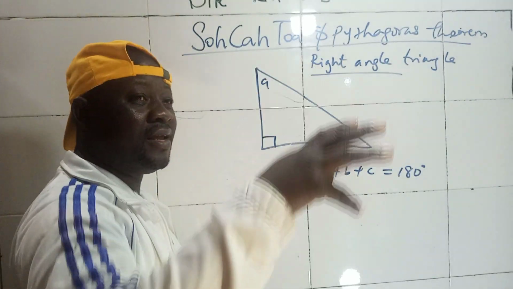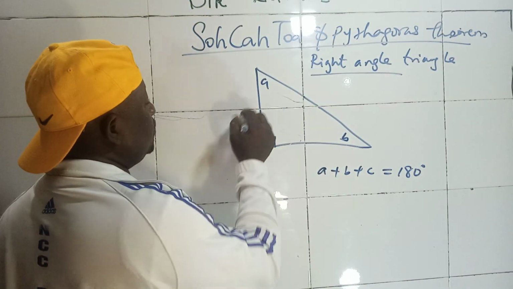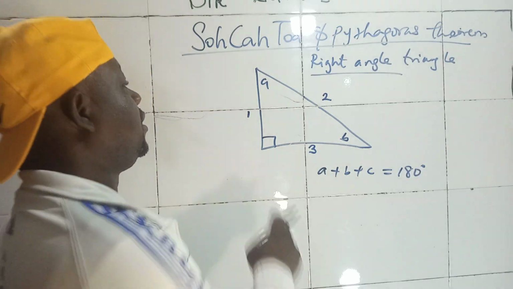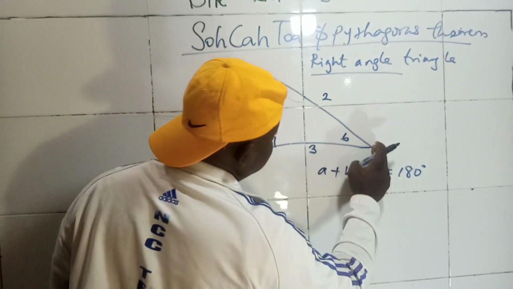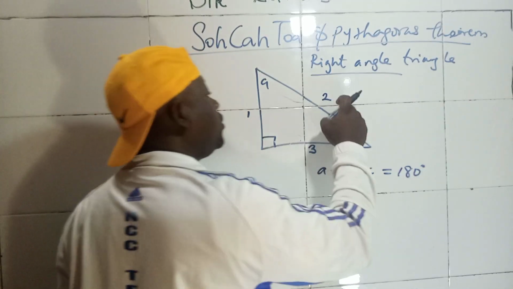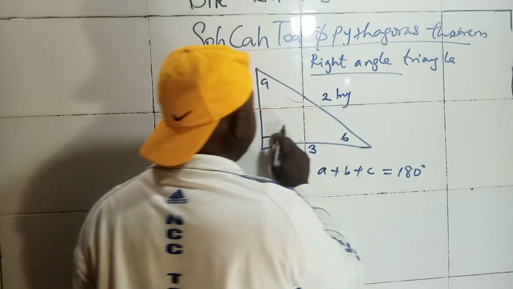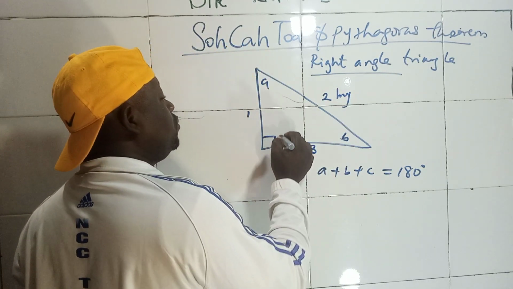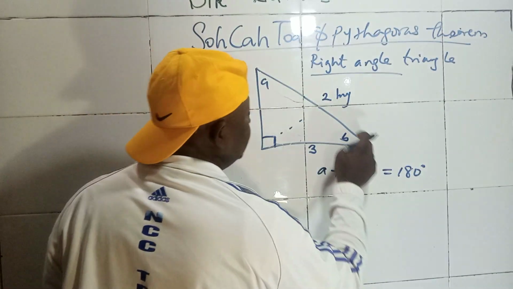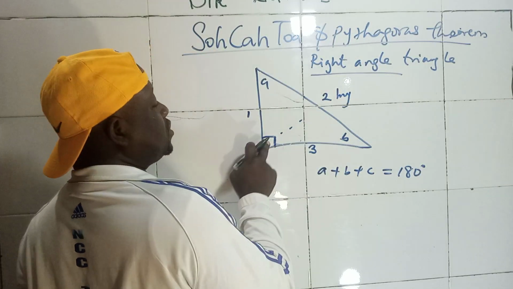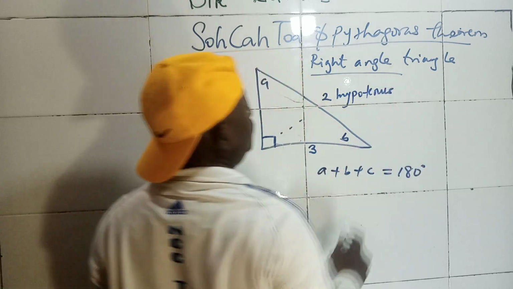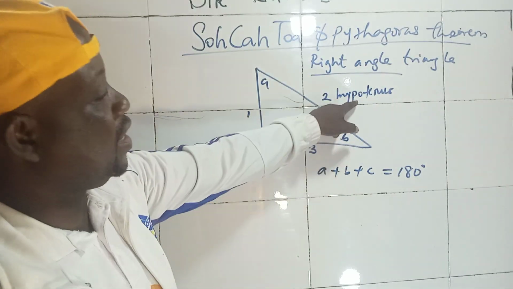You know, a triangle has three sides. We have side 1, side 2, and side 3. The longest side, where the right angle is facing, is called the hypotenuse. This is the longest line. So where this box is facing is called the hypotenuse.